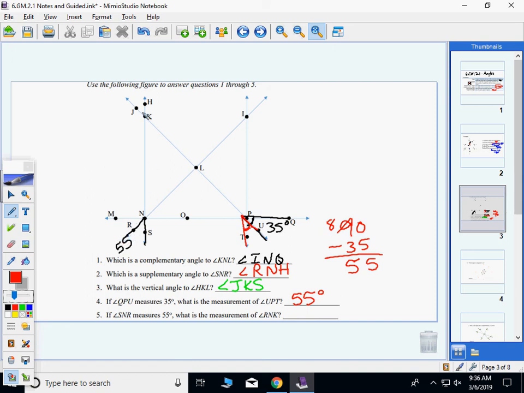All right, R and K. R and K is right here. So together, what do these make? This angle plus this angle makes a straight line, which is 180. So I'm going to take 180 and subtract 55, okay, to get this angle that's left. So what do I get? 125? I believe so. You guys agree? Yes. Because 55 plus 25 is 80. Good. 125 degrees.